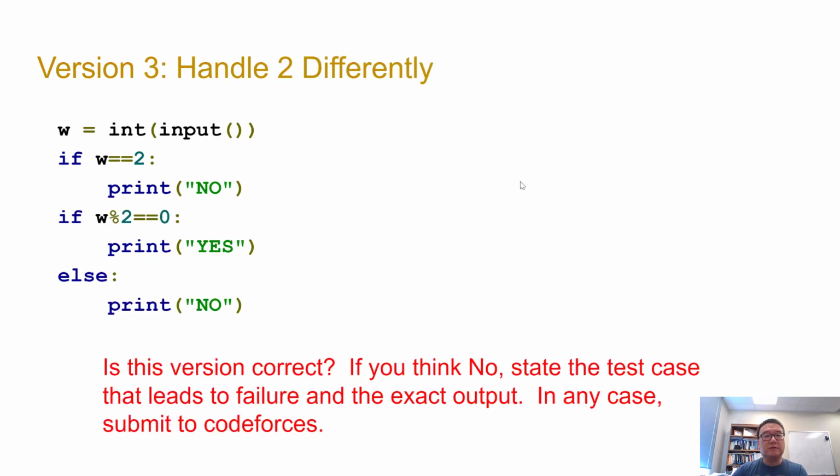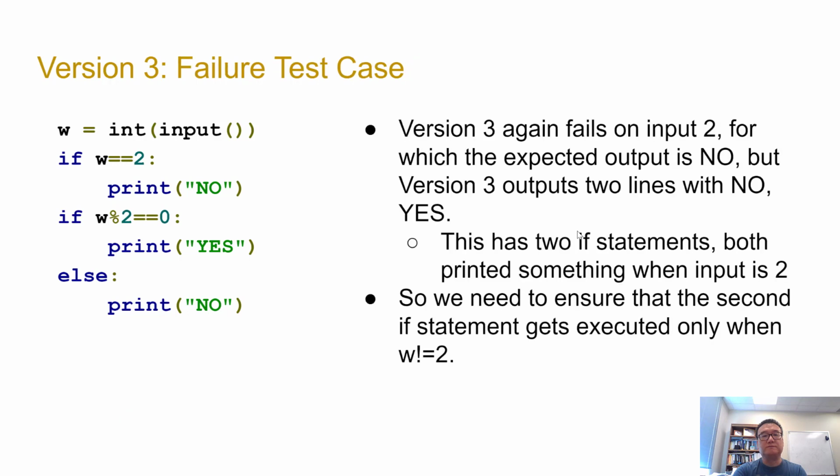So here is an attempt at doing that. This code was written by my beta tester when trying to fix the problem that we need to handle 2 differently. So this was the code. I ask you to think about: is this version correct? If you think it's not correct, what is the test case it will fail, and what exactly will this program output? In any case, I recommend you submit to Codeforces and find out.